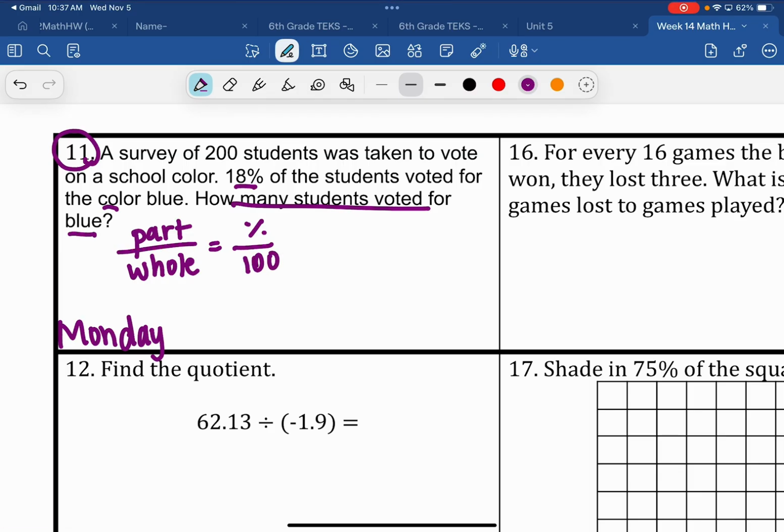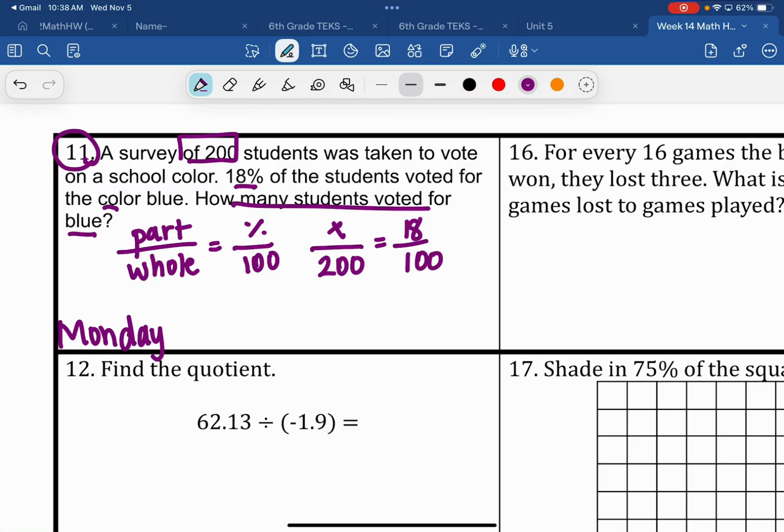So if it's a survey of 200, that is the whole, right? So if I rewrote this, taking out whole, so I'm going to redo it over here, right? So I know that the whole is 200. And I don't know what the part is, so it gets an X. Do I know the percent? I do. It's 18%. So I know it's 18% over 100.